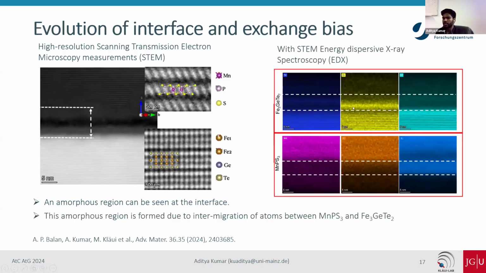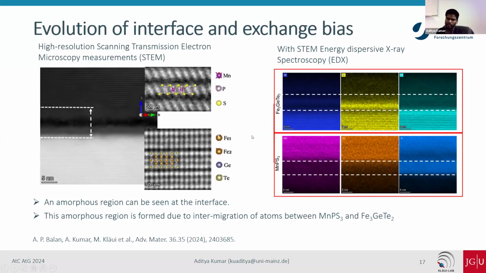you can see the germanium atoms are going through the MnPS3 layer, and same for phosphorus layers are interdiffusing into iron germanium telluride. So the two layers of FGT and MnPS3, when put close together, can interdiffuse, and that would depend on the chemical stability of this interface. So even though on their own, and if there is no air, they are stable, but if you put them next to each other, they can react and cause interdiffusion and form amorphous region.